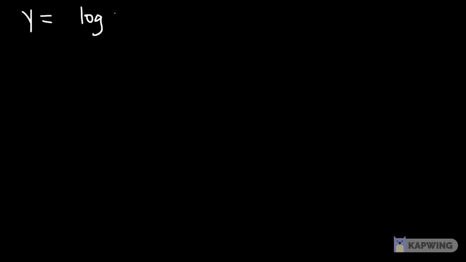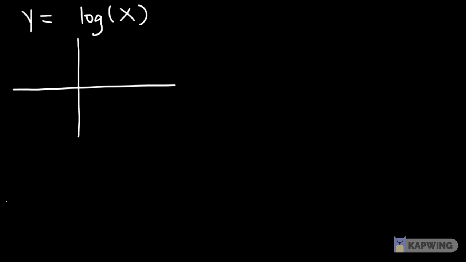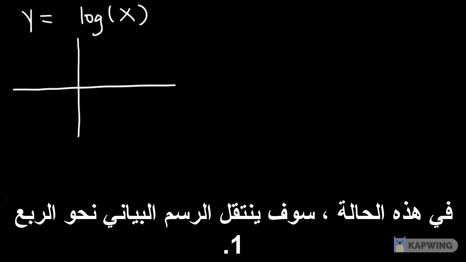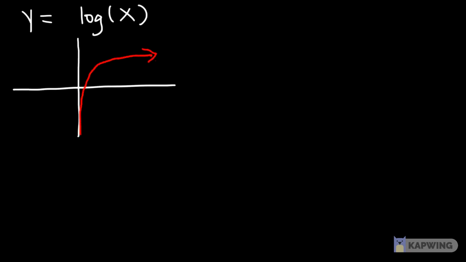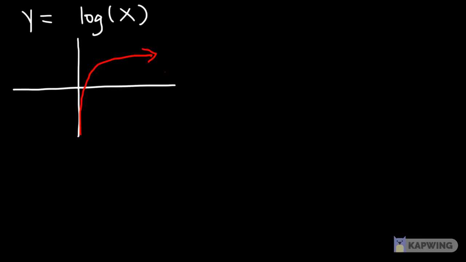Now let's talk about graphing logarithmic functions. Let's go over the four basic shapes. So let's say if you have log x, where x and y are both positive, kind of like what we did in the last lesson. In this case, the graph is going to travel towards quadrant 1. Logarithmic functions are basically the inverse of an exponential function.